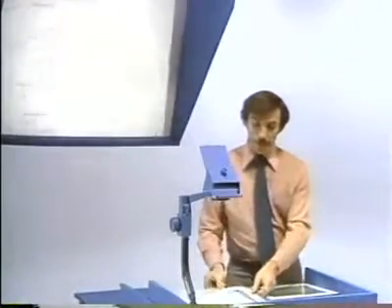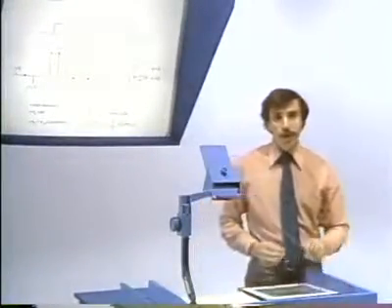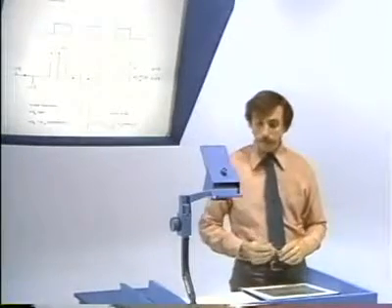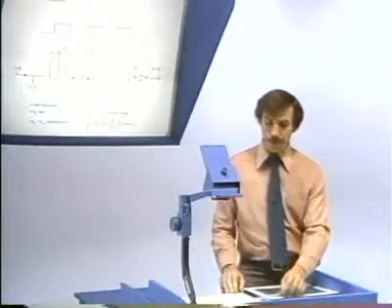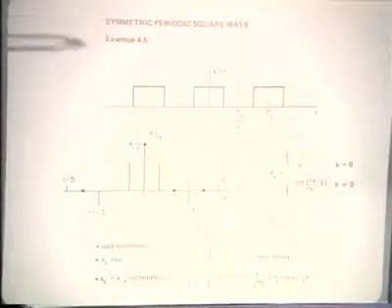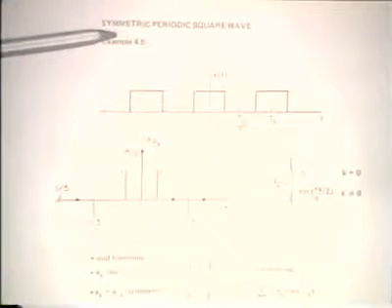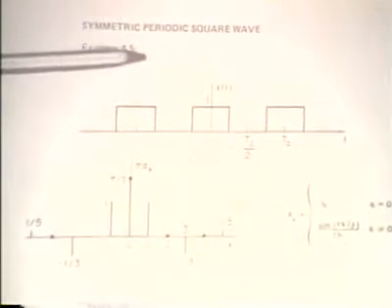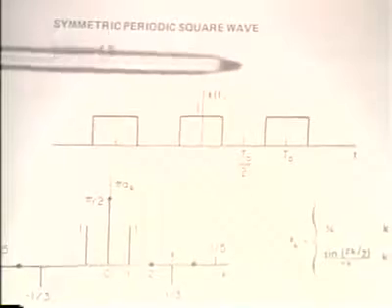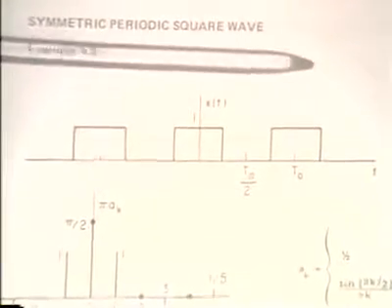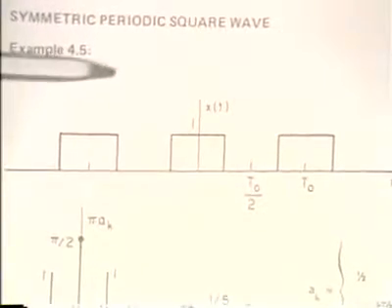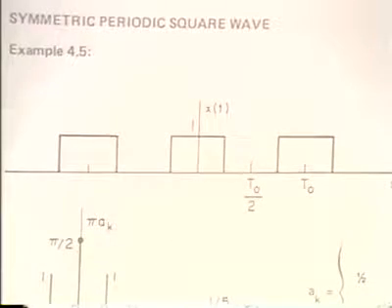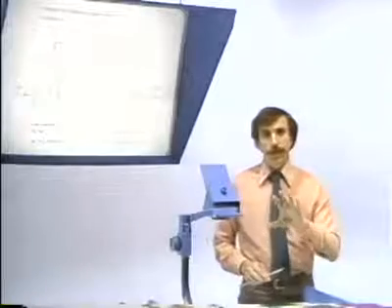Okay, now let's look at another example. Another example is the symmetric periodic square wave. And this is, in fact, example 4.5, worked out in more detail in the text, and I won't bother to work this out in detail here, except to draw your attention to several points. Here is the symmetric periodic square wave, and what I mean by symmetric is that it's an even time function.